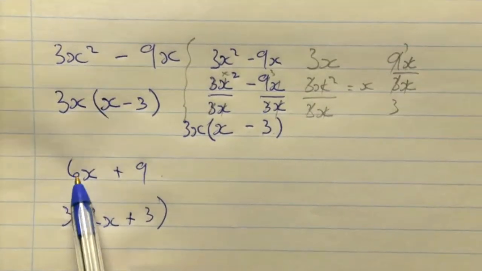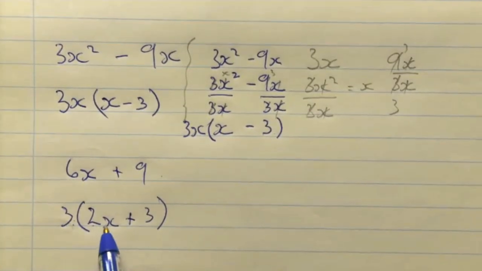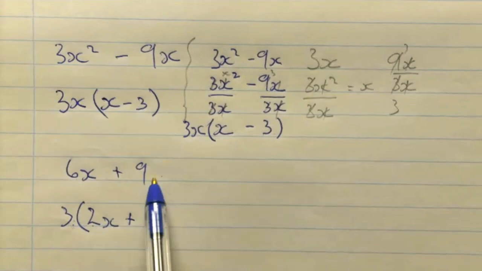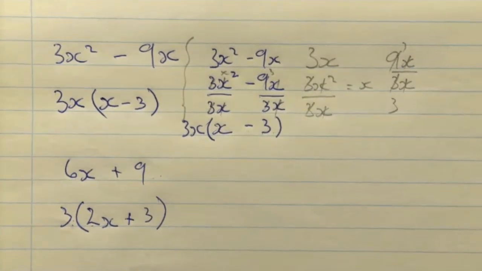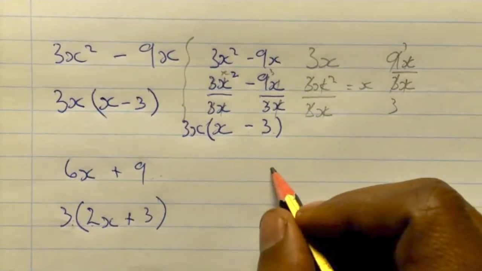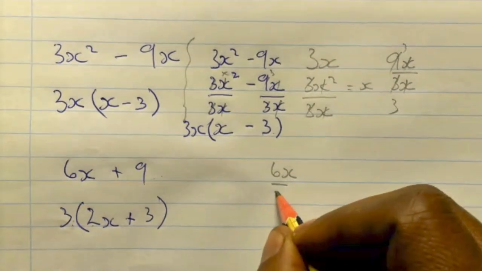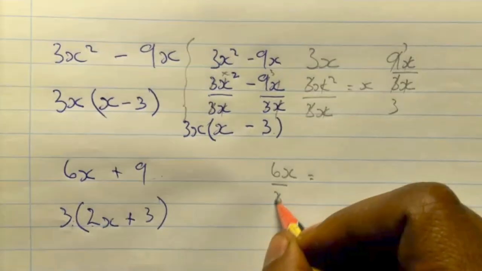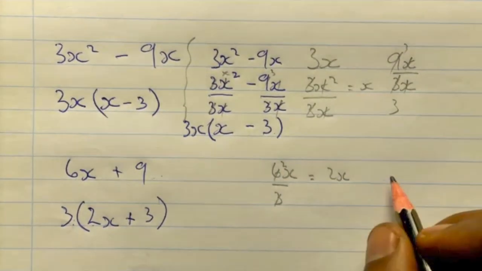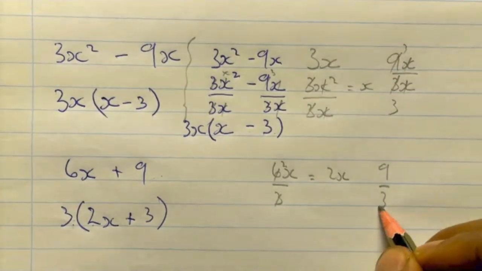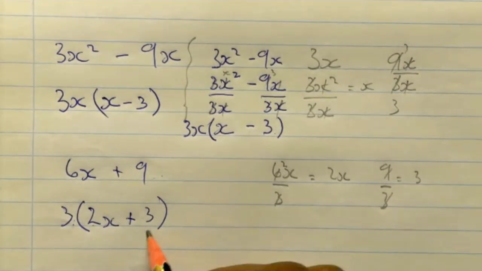3 times 2, 6. Visible one, x, x. 3 times 3, 9. No variable. All right. Then you are sorted. If you are not sure, you say, I'm going to do this. 6x over 3. 3 goes there, 2. Then you have 2x. Then you write it. Then you say 9 over 3. 3. Then you write it.